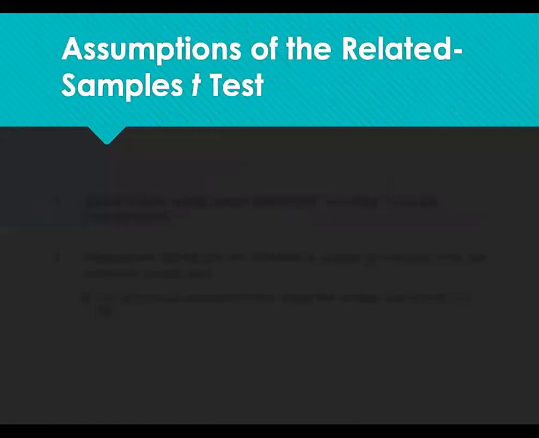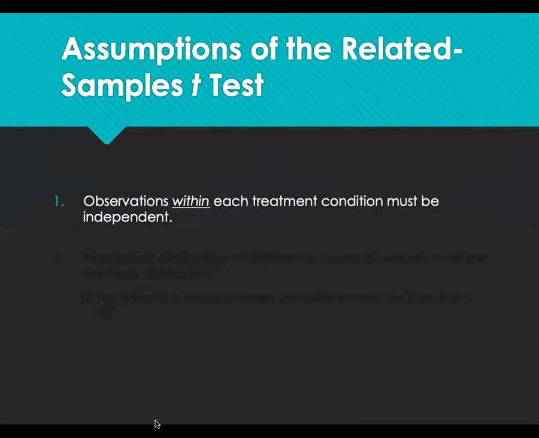Okay, and just like the other t-tests that we've talked about so far, there are some assumptions of the related samples t-test. And it's important to check these assumptions before conducting the t-test. So first, observations within each treatment condition must be independent, meaning that within each treatment or level, the scores obtained from different individuals should be independent of one another. And that should be just kind of common sense when you think about a research design or statistics.